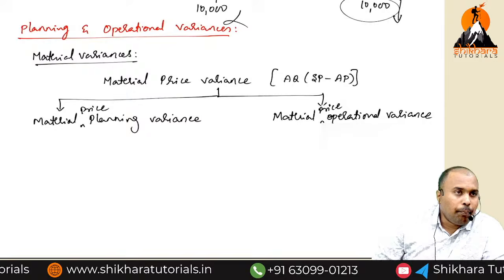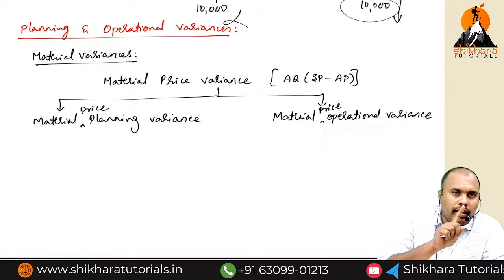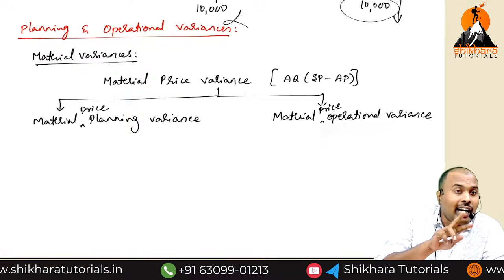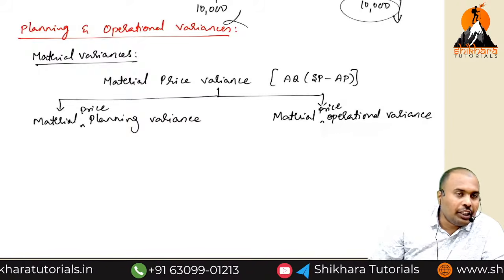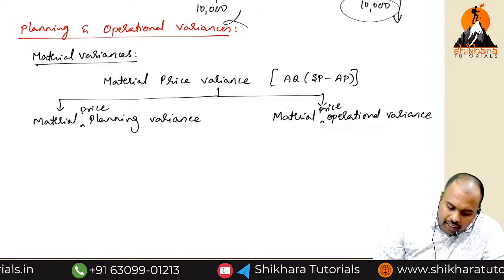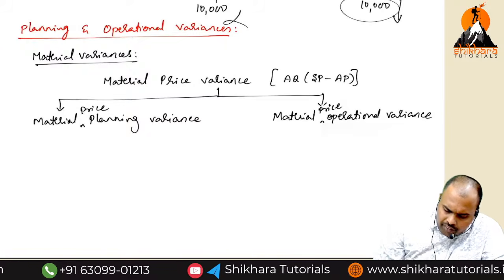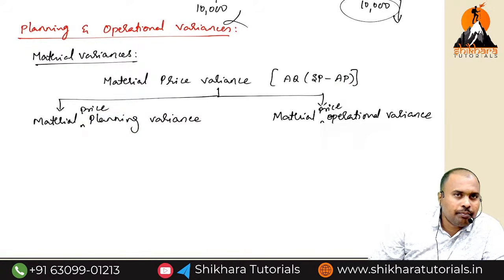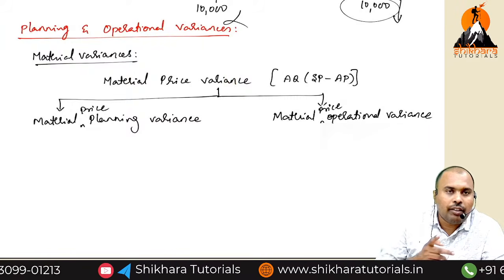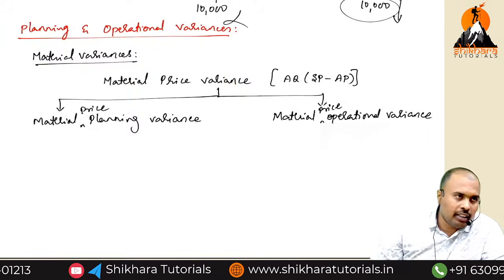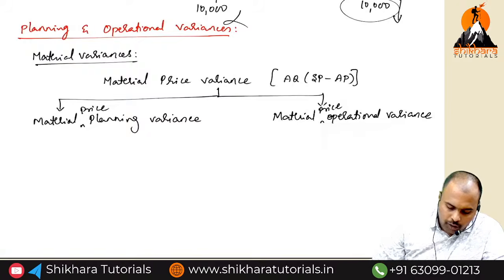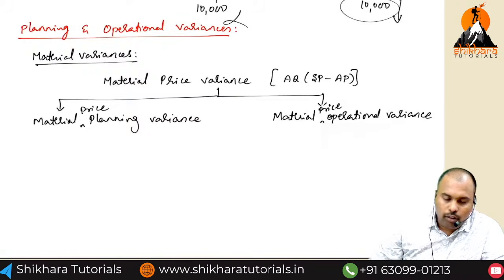Now what is the formula for material price planning variance? Planning variance in the sense, I have given 5 rupees, but I'm not supposed to give 5. How much am I supposed to give? 6 rupees. So that difference has to be the planning variance. It should be the difference between standard price minus revised standard price. In planning variances, we should never include actual things, because that's about budgets, about fixing a standard. As you are fixing a wrong standard, that is the variance you are getting. Understood?